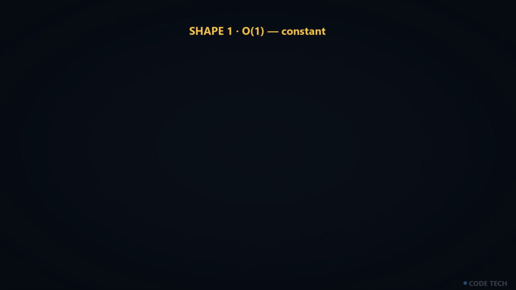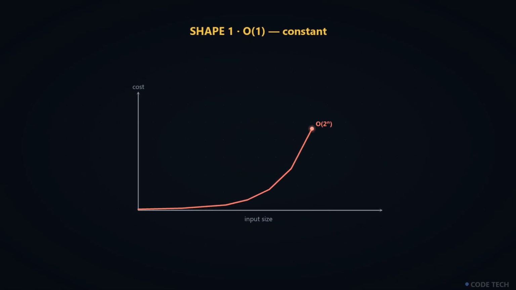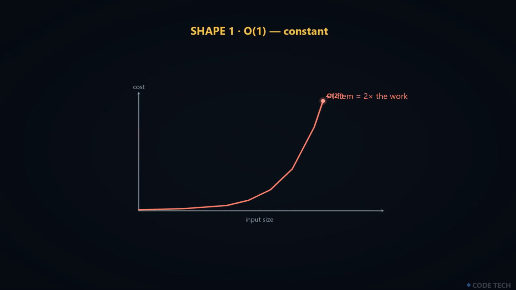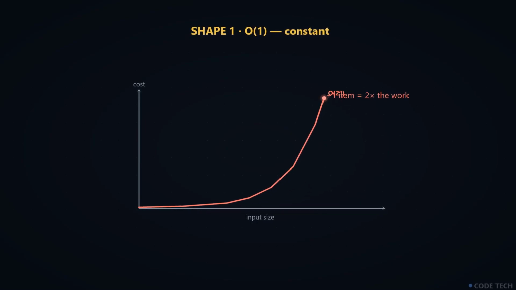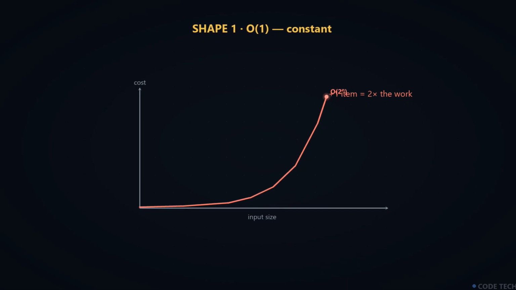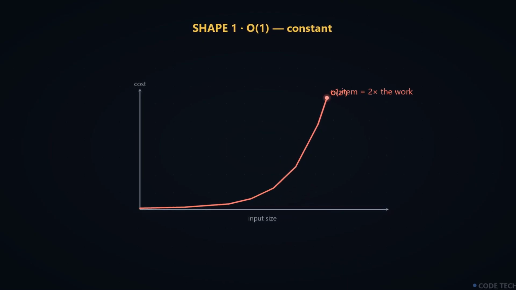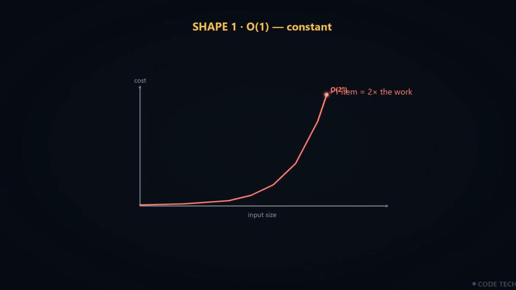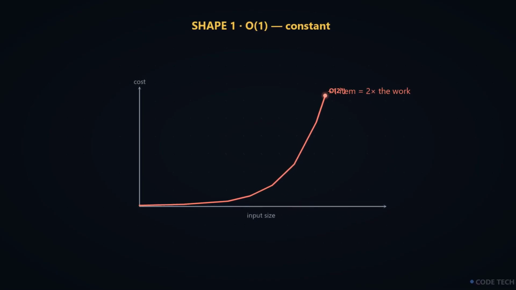And finally, exponential. O of 2 to the n, the shape of doom. Each additional element doubles the total work. Not adds, doubles. 30 items, 1,000,000,000 steps. 50, a quadrillion. 300 items would need more steps than there are atoms in the universe. No hardware upgrade rescues you from this curve. This is the wall the universe itself enforces.